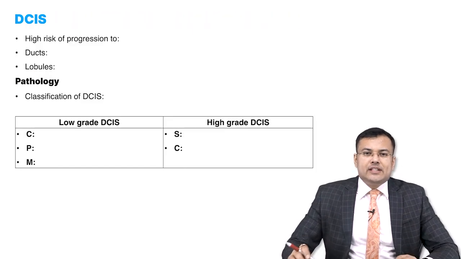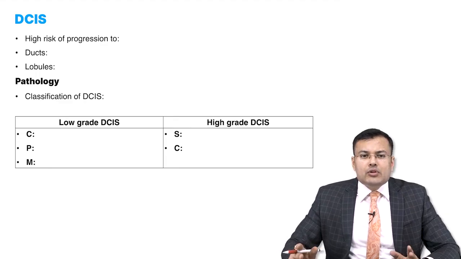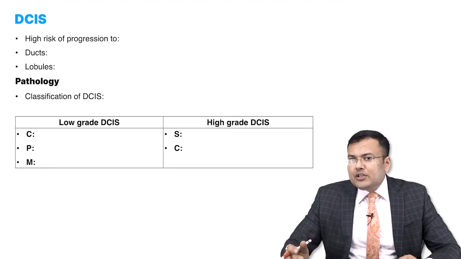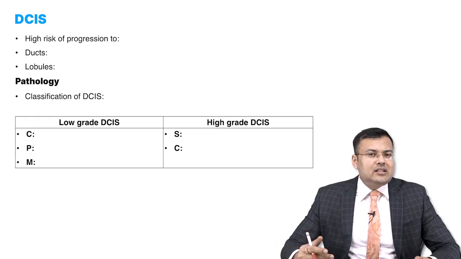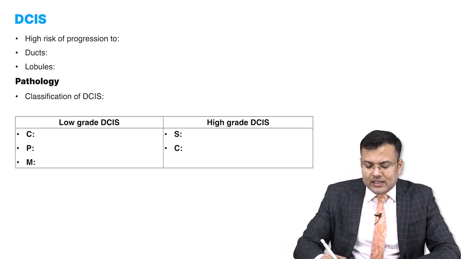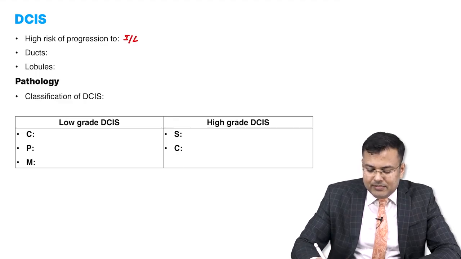Now see the carcinoma in situ. First, DCIS, what's the name? Ductal carcinoma in situ. So you know that there is high risk of progression to invasive ductal cancer. It is arising from the duct. So there is high risk of progression to ipsilateral invasive ductal cancer in the same breast.